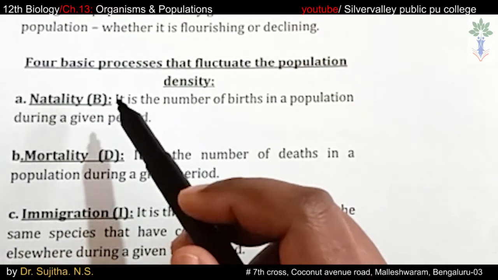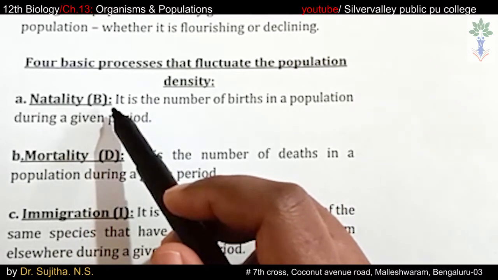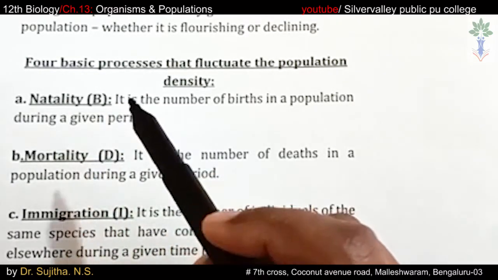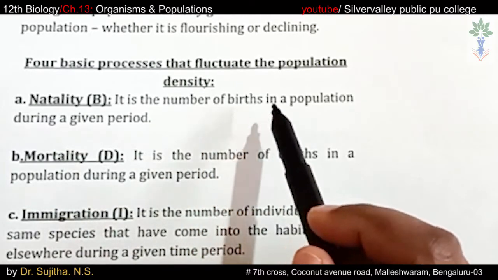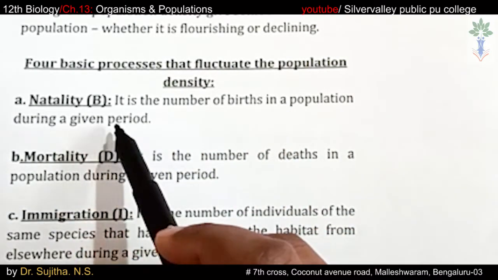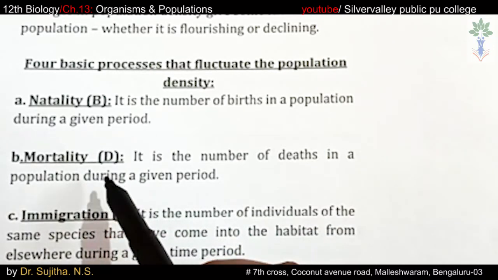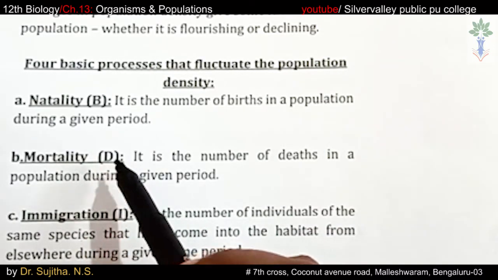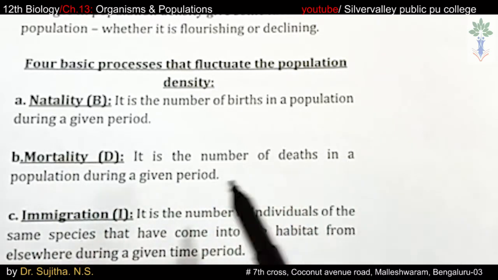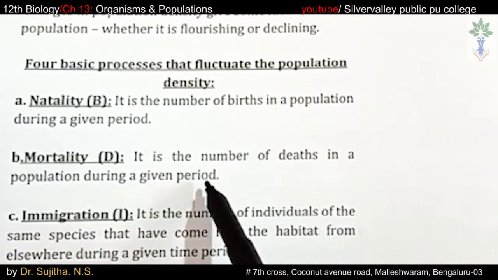The first one is natality. Natality is represented by capital B. It is the number of births in a population during a given period of time. Whereas mortality, which is represented by capital D, is the number of deaths in a population during a given period.